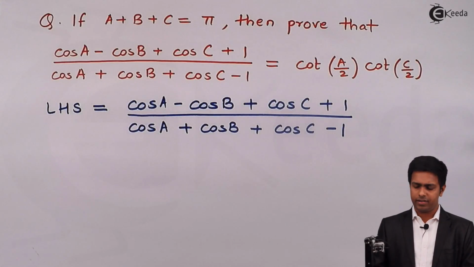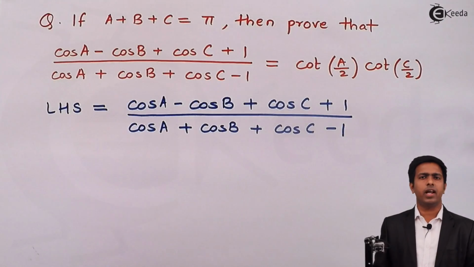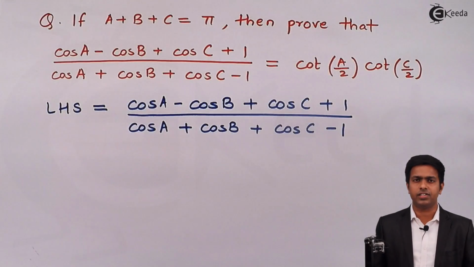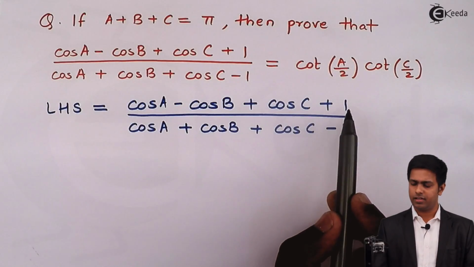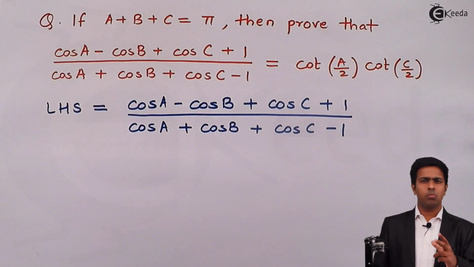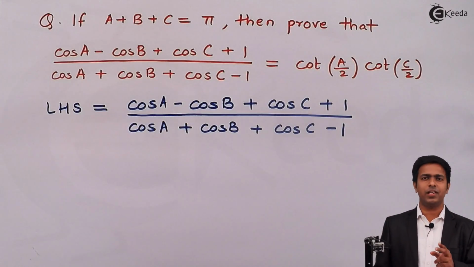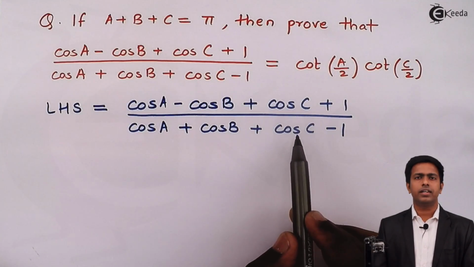Now if you will see the numerator, then here we have term cos A minus cos B, where we can apply the formula of factorization. Similarly in the denominator for cos A plus cos B we'll apply the factorization formula. Now if you will see the next two terms of the numerator, then we have cos C plus 1. So you must remember the formula of 1 plus cos C, and similarly in the denominator we will apply the formula of 1 minus cos C. So let's apply all the formulae and get the value, and for that we have to adjust the denominator.